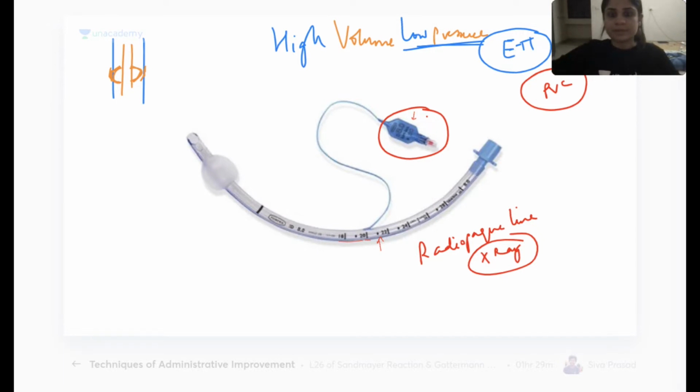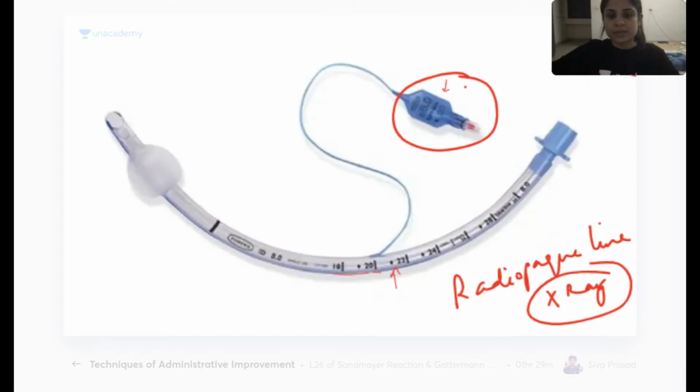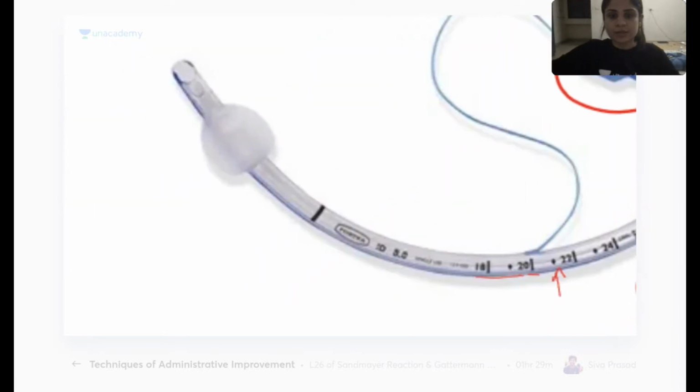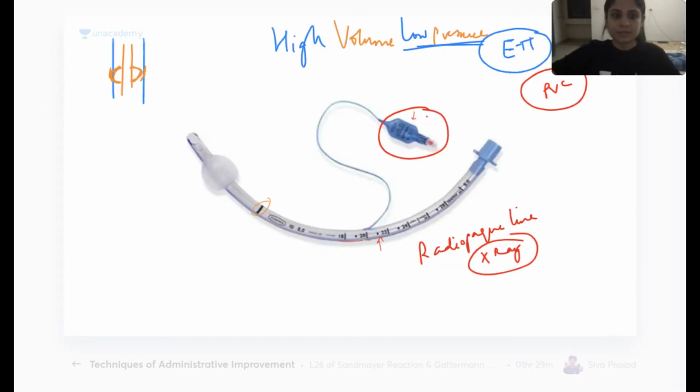Okay. All right. Next thing that they will ask you is what is this mark over here? The transverse black line over here, what does it signify? Anyone, can you tell me what does this transverse black line signify? Size? No.